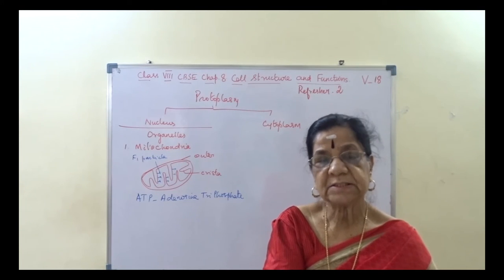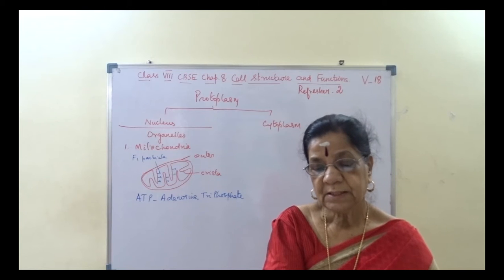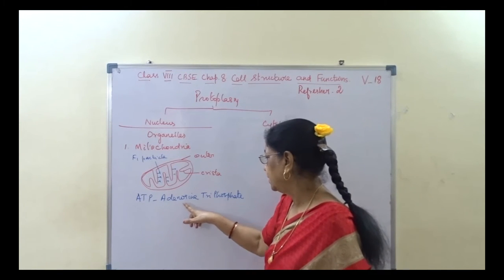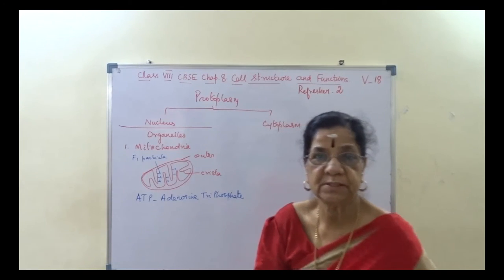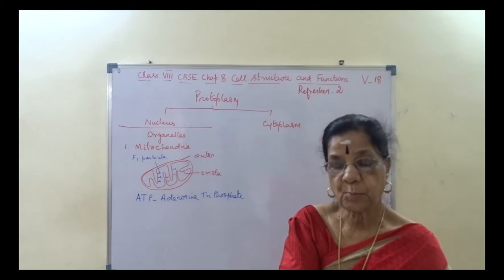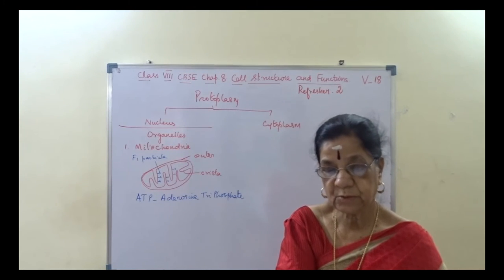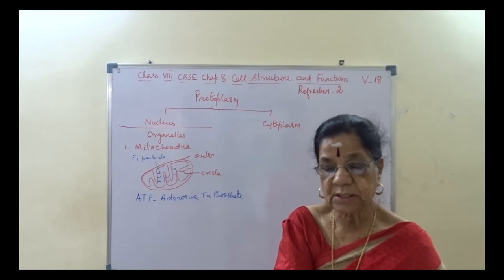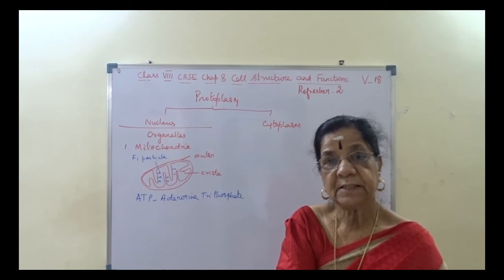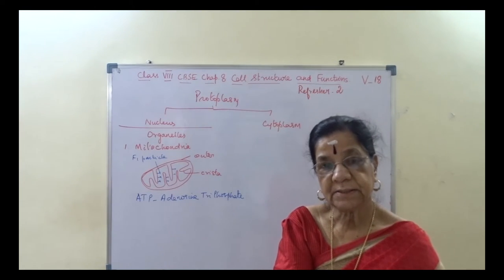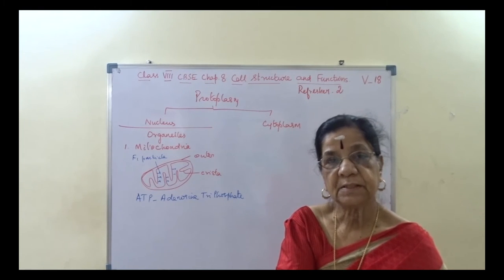So functions of mitochondria: they synthesize the energy-rich compound ATP, adenosine triphosphate. The mitochondrial matrix also contains DNA and ribosomes. It is called mitochondrial DNA and ribosome.